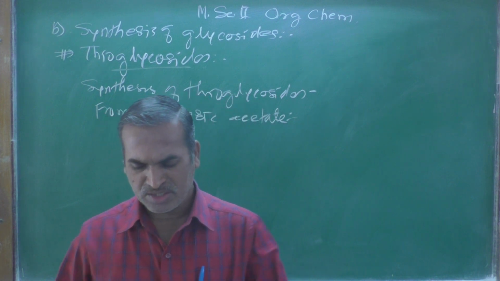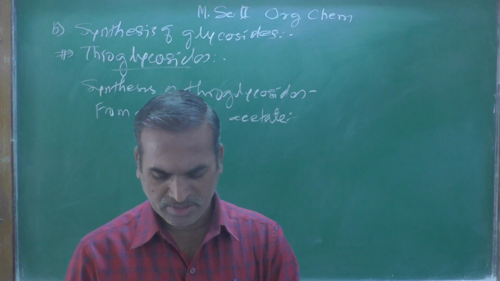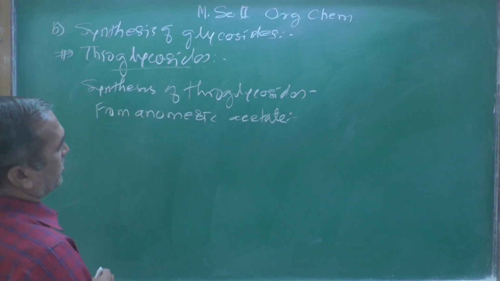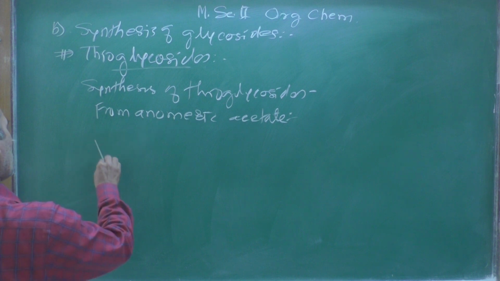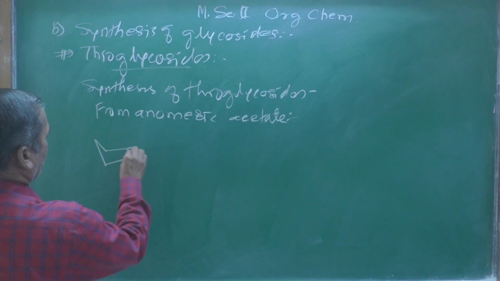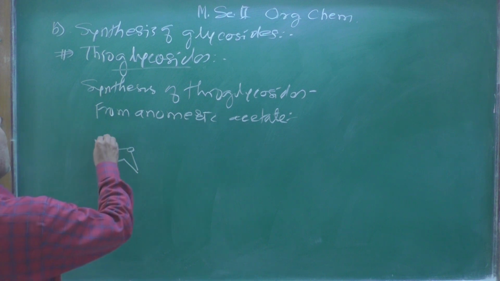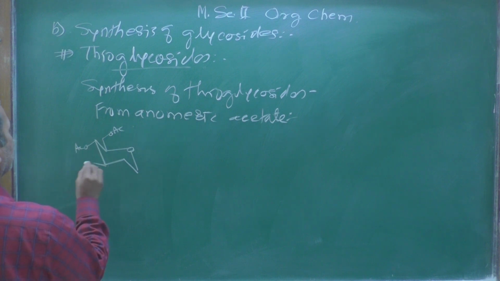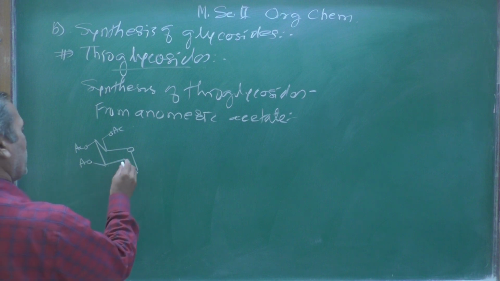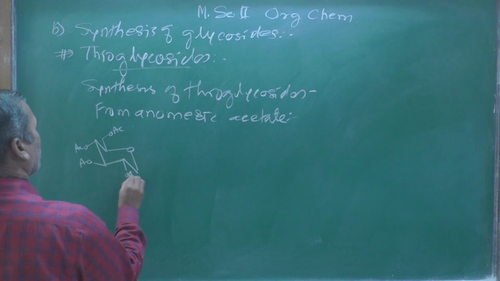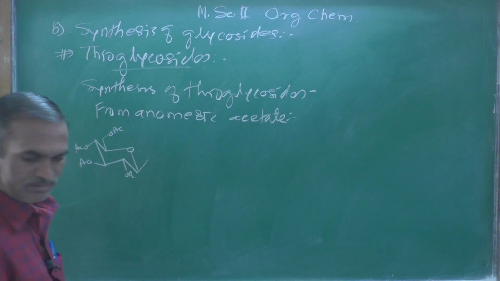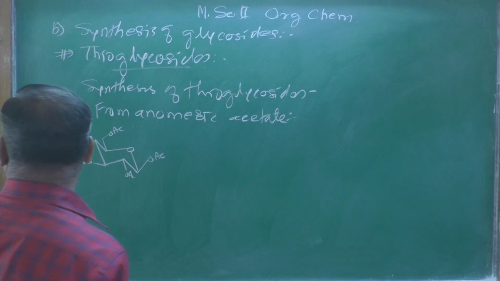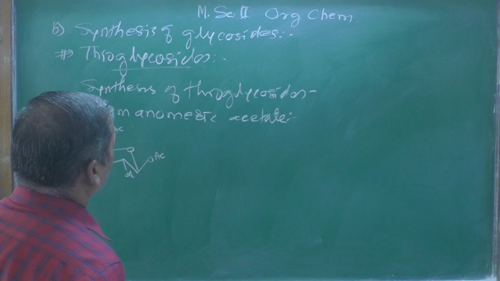As depicted in the first scheme, let us see that scheme. From the anomeric acetate, let me draw that scheme. This is the simplest to draw, a chair conformation, and all these are protected acetyl groups lying at equatorial positions. This is the protected glucose.